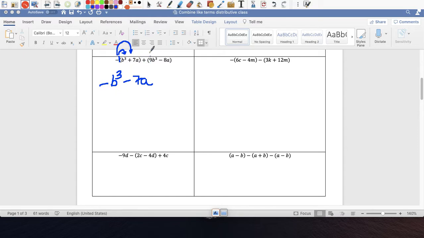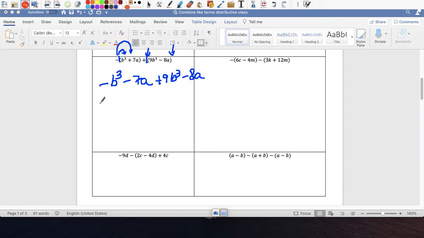And then here, look inside, we have 9b cubed minus 8a, and it's a plus. So if I remove these parentheses, everybody inside comes out the same. So 9b cubed and minus 8a. Whatever they were inside, they are outside the parentheses. And again, that's because I have a 1 here, and if I multiply positive 1 times 9b cubed, I get 9b cubed. Positive 1 times minus 8a is just minus 8a.